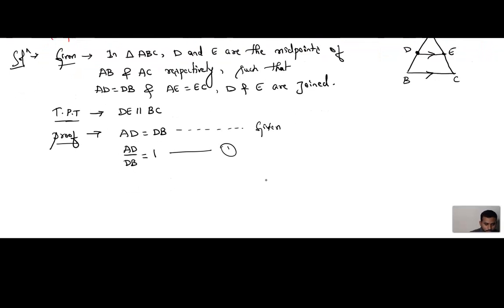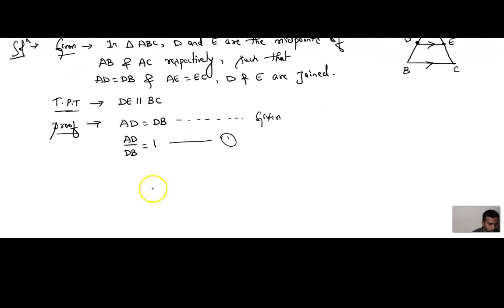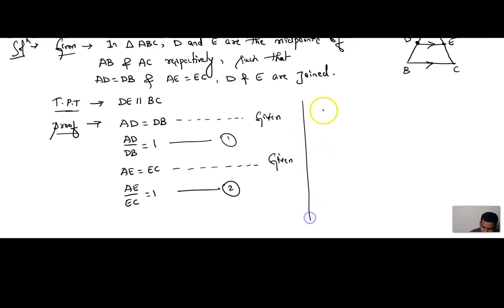Got it? In the same way, what do we know? One more thing. AE is equal to EC. Then AE by EC is equal to 1. This is equation 2. How do you know AE is equal to EC? Given. It is given. Any doubts? Are you getting it, children? Understood or not? Now I'll solve the rest of the part.